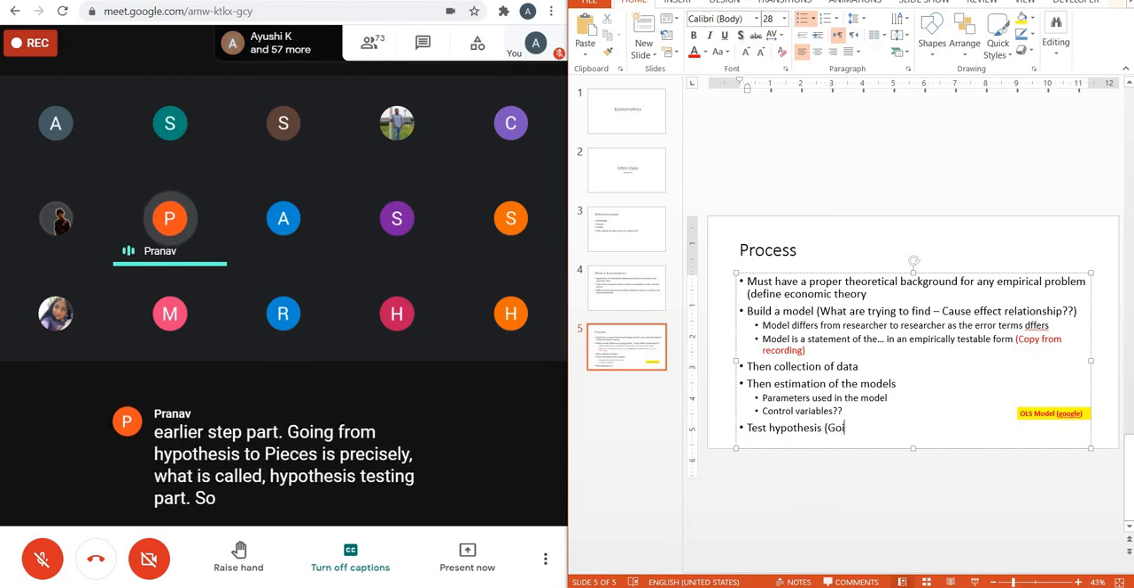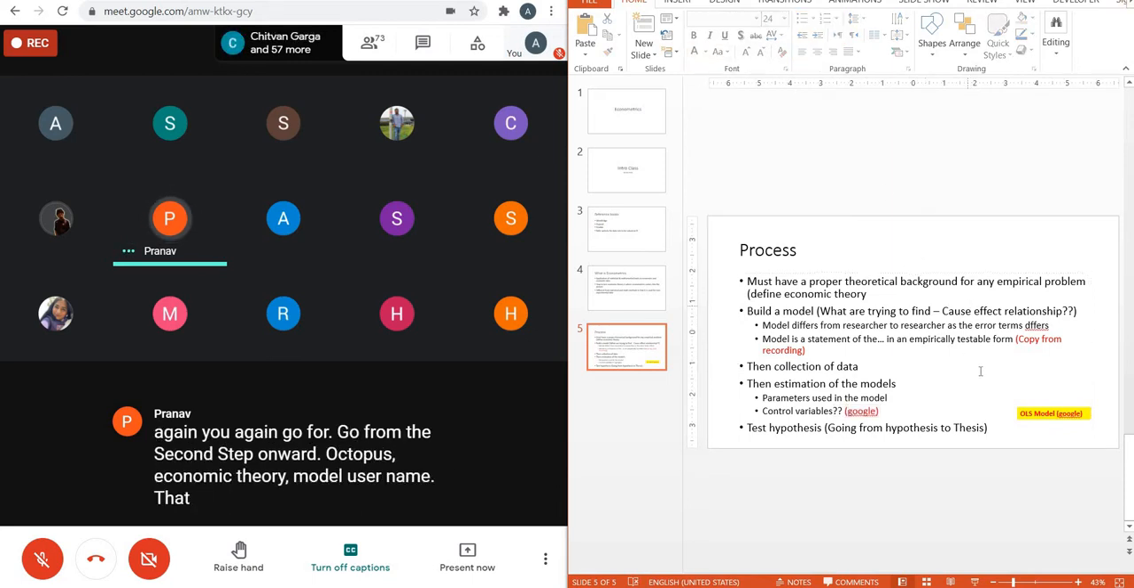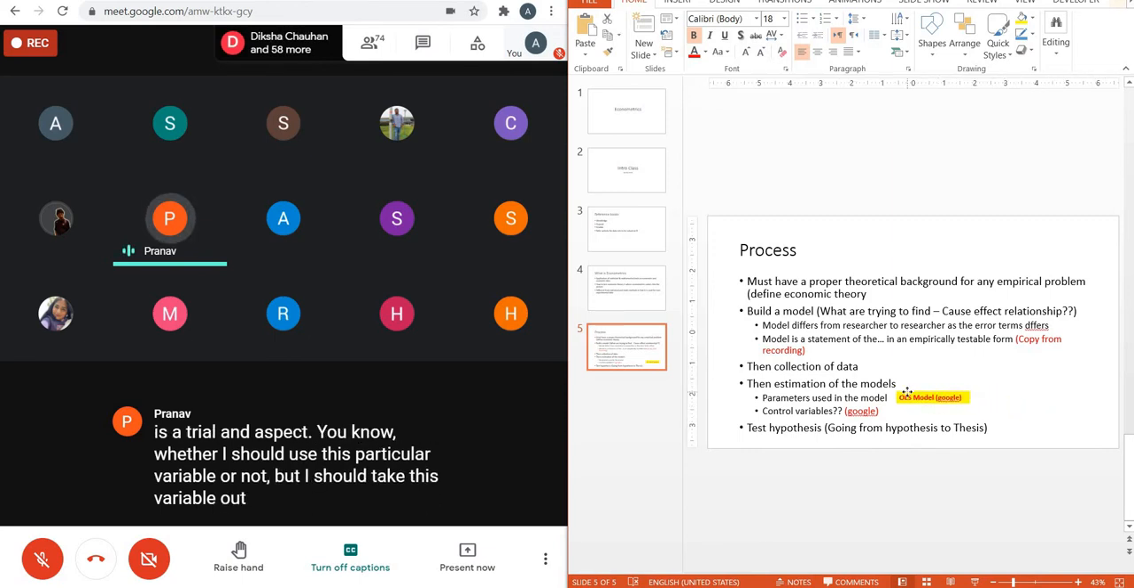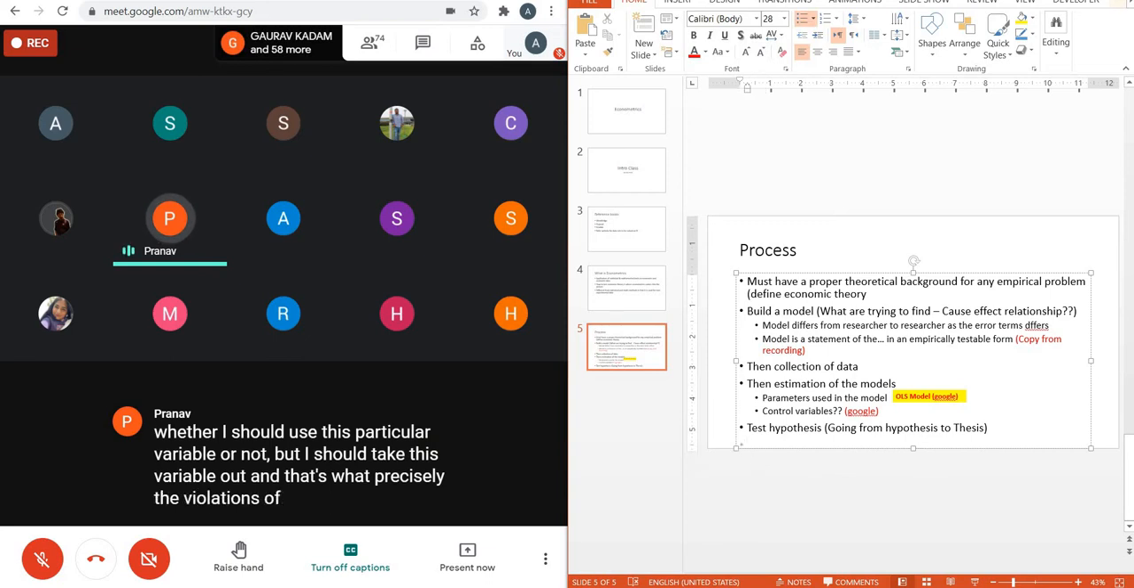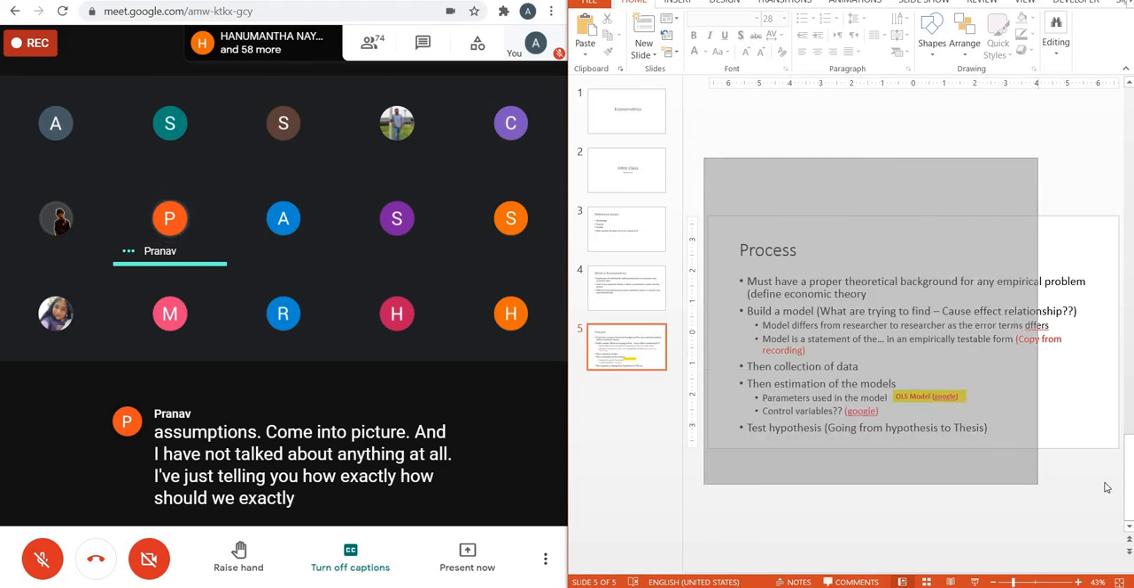So whatever you assumed, whatever you thought, if that is exactly what you get, well and good. Or if that doesn't happen, then you again go from the second step onward. You have the economic theory, now which model to use, that is a trial and error aspect. Whether I should use this particular variable or not, whether I should take this variable out, and that's precisely where the violations of assumptions come into the picture. And I have not talked about anything at all. I'm just telling you how we should understand this subject altogether.